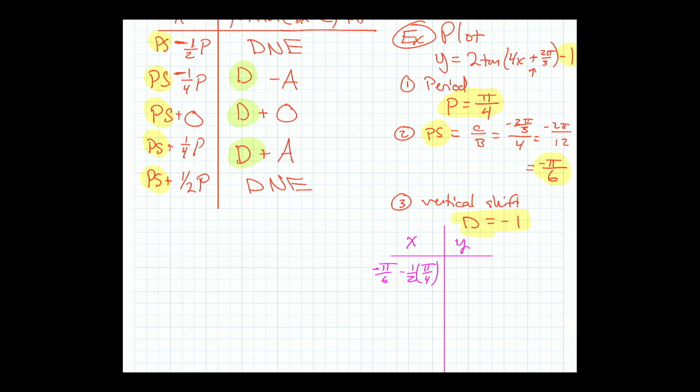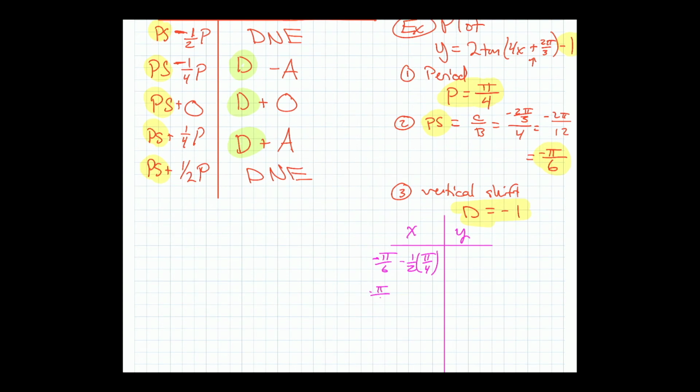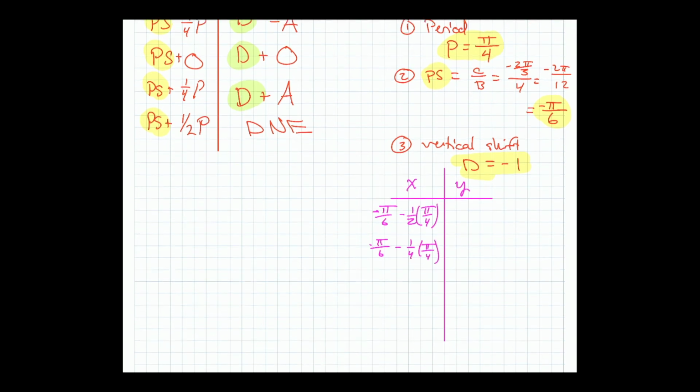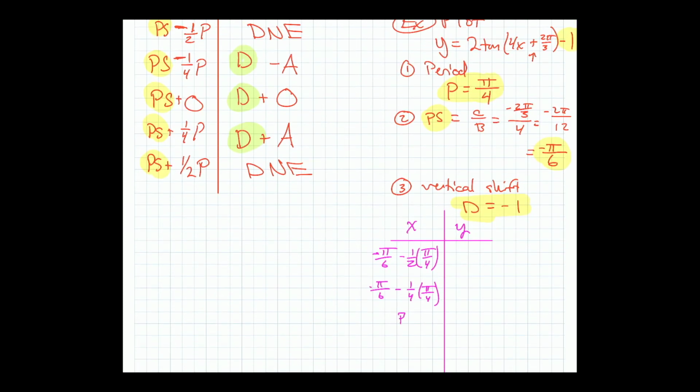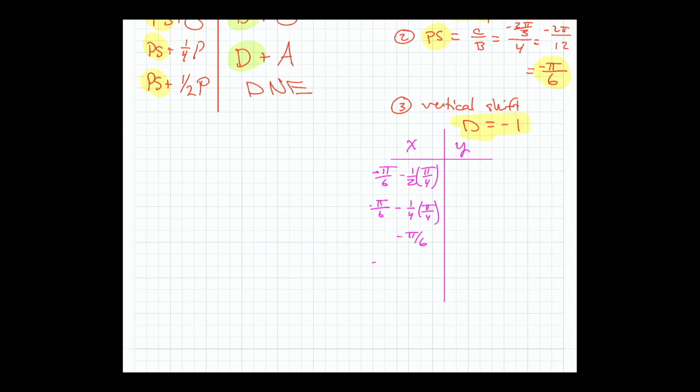All right. Then we got phase shift minus 1/4 pi over 4. Then we got phase shift plus 0, which is just phase shift. So the phase shift is, what is it? Where is it? Negative pi over 6. Then we got negative pi over 6 plus 1/4 pi over 4. And we got negative pi over 6 plus 1/2 pi over 4.